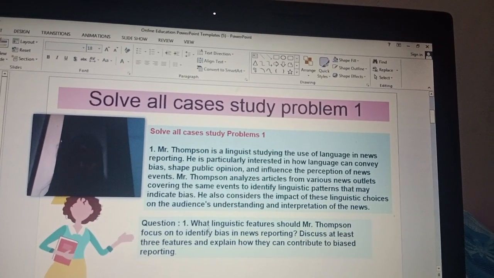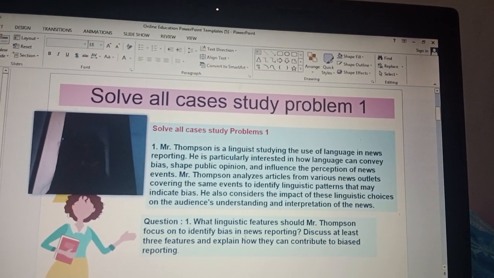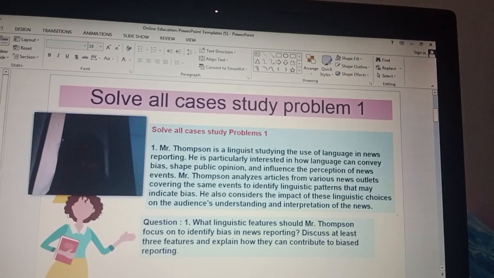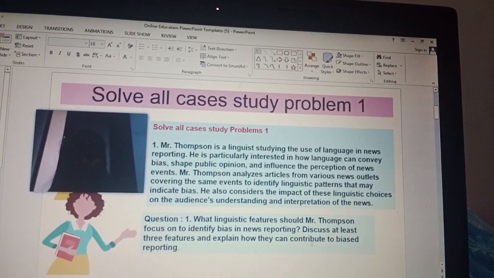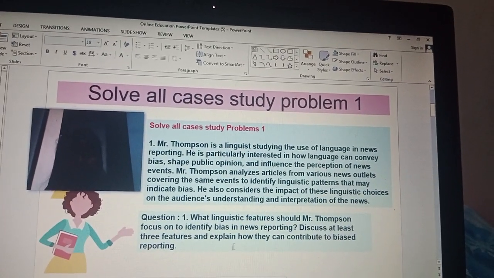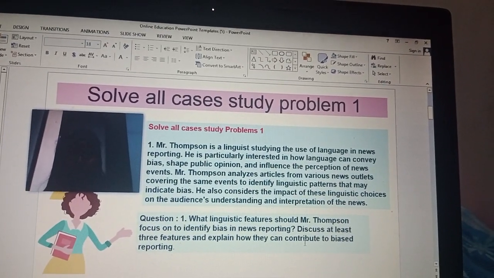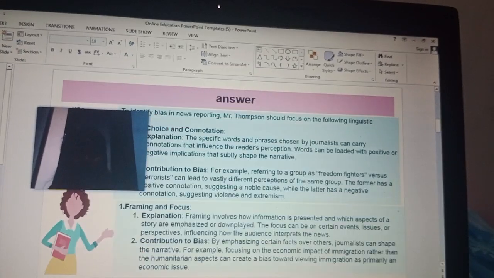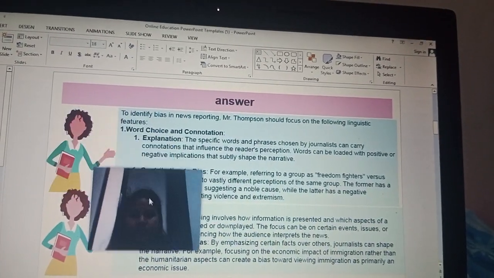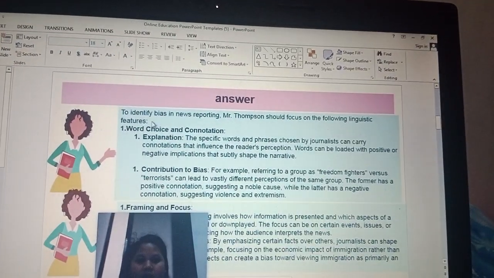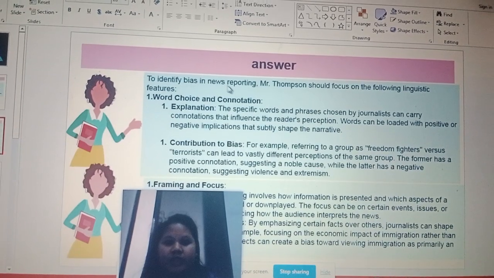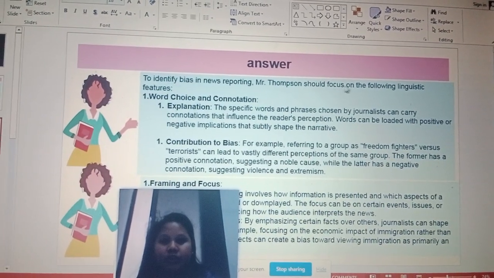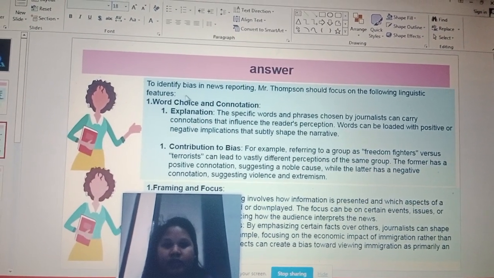Question number 1. What linguistic features should Mr. Thompson focus on to identify bias in news reporting? Discuss at least three features and explain how they can contribute to biased reporting. Answer. To identify bias in news reporting, Mr. Thompson should focus on the following linguistic features.